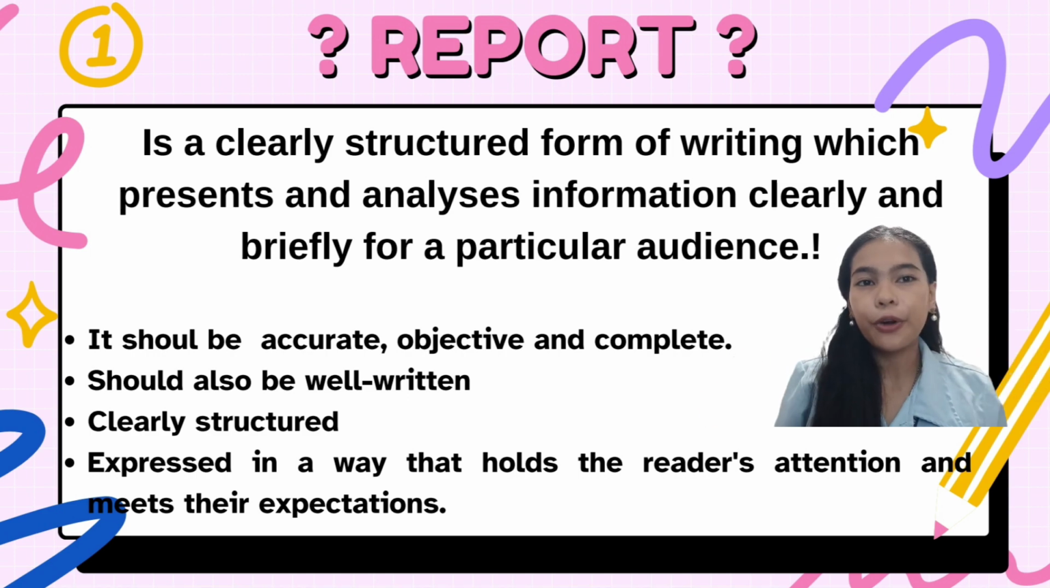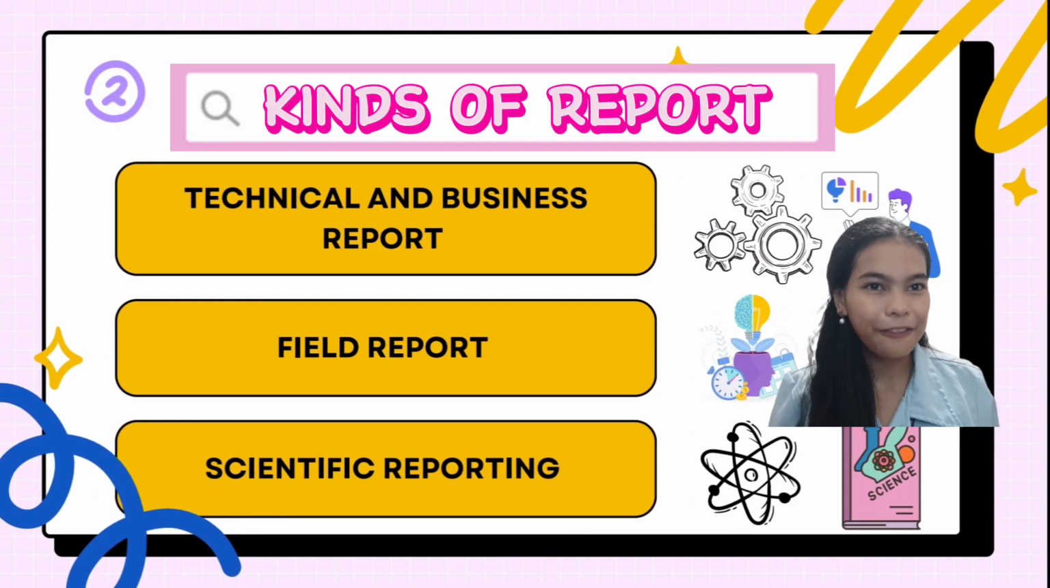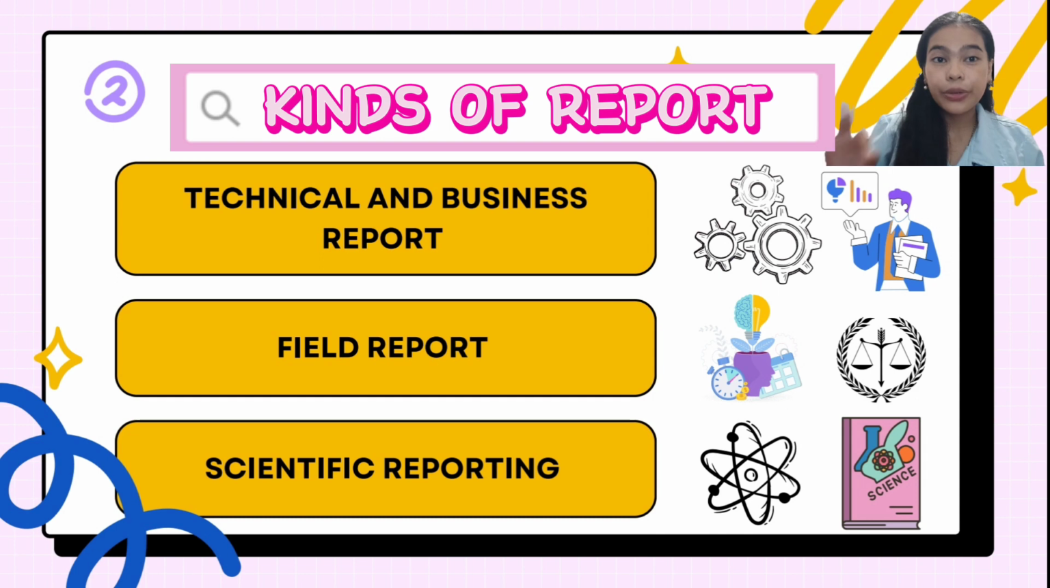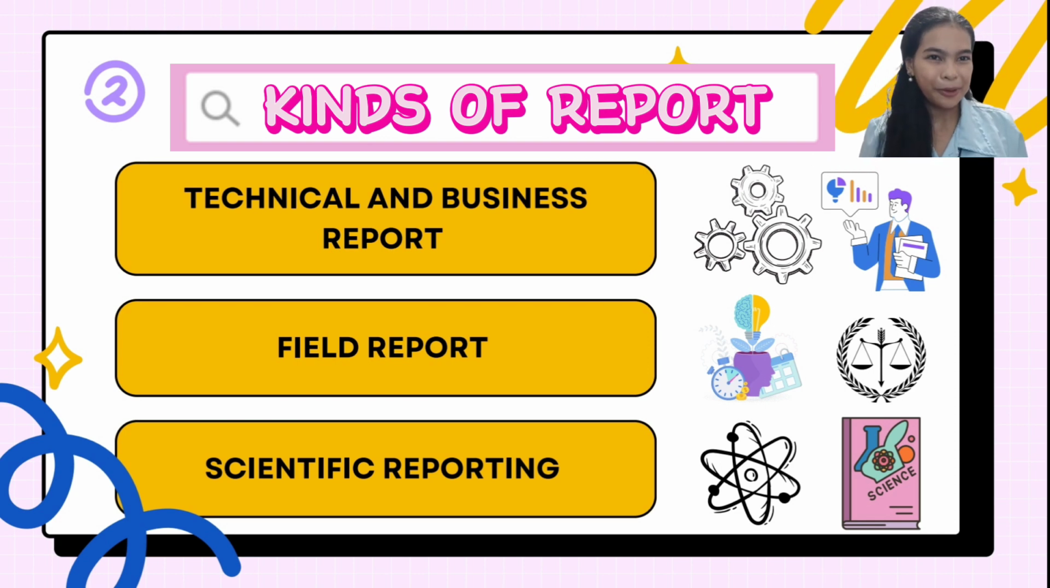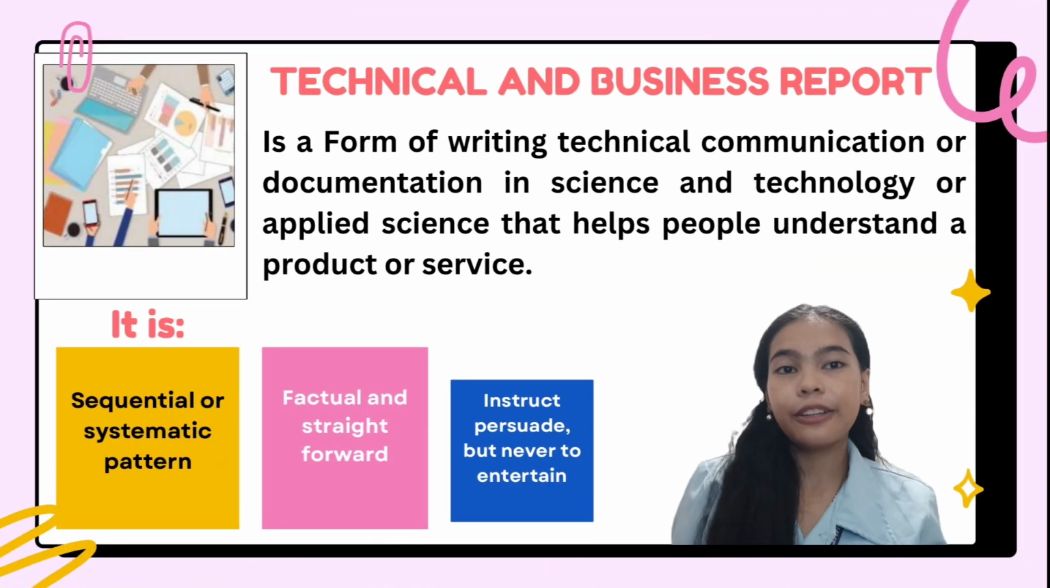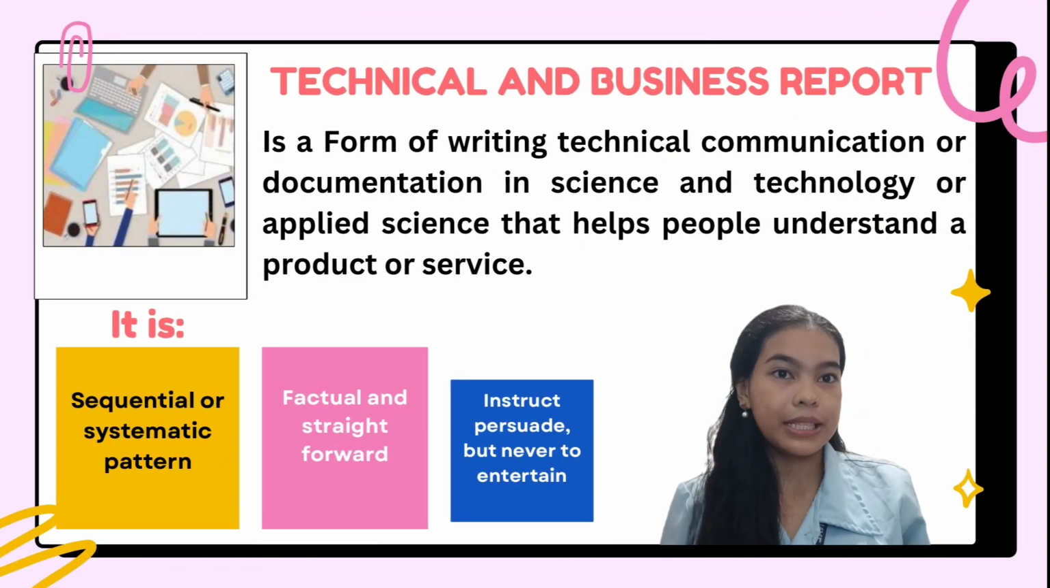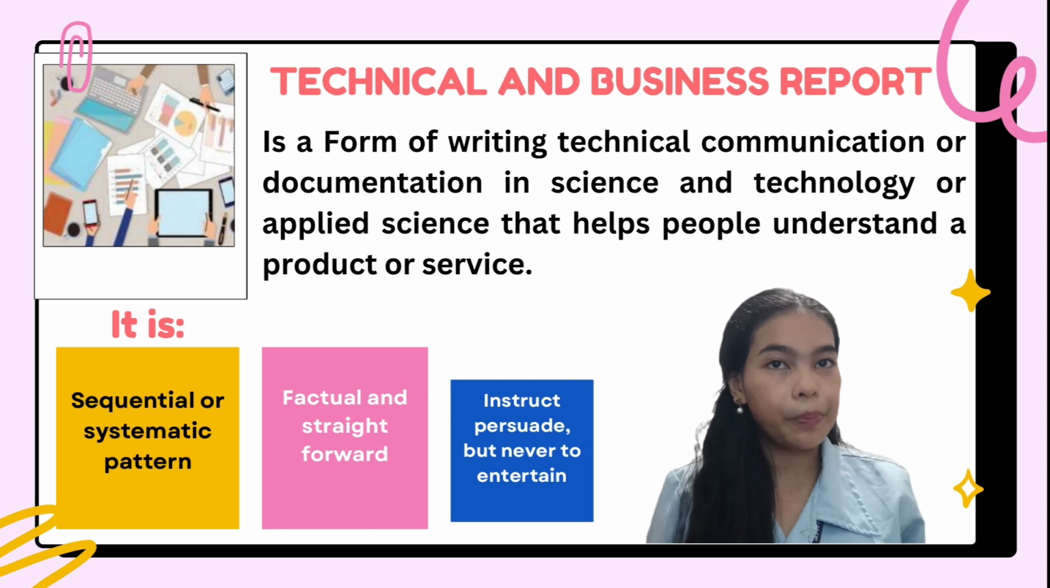Now let's move forward to the different kinds of reports. A report has three kinds: first, the technical and business report; second, the field report; and third and lastly, the scientific report. The first kind of report is the technical and business report. So what is this report?